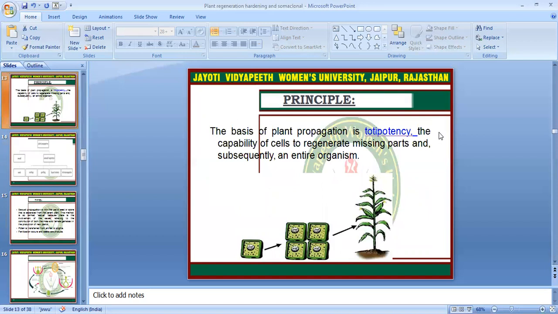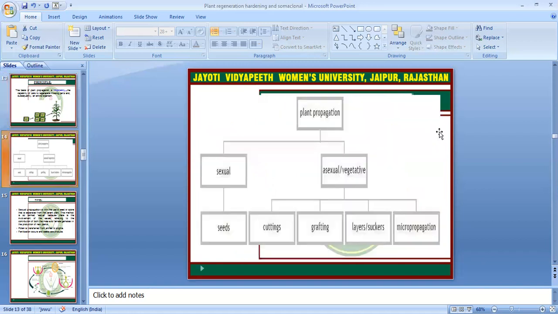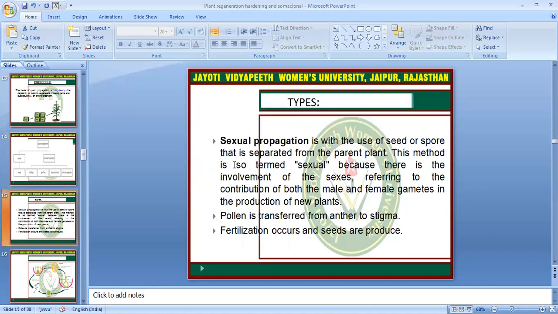The principle of plant tissue culture is totipotency, the capability of a cell to regenerate the missing parts and subsequently an entire organism. This is the complete flow diagram. Here we can see plant propagation can be done by the sexual and asexual or vegetative process. Sexual propagation can be done with the help of seeds, and asexual plant propagation can be done by cutting, grafting, layering or micropropagation. Here are the types in detail.